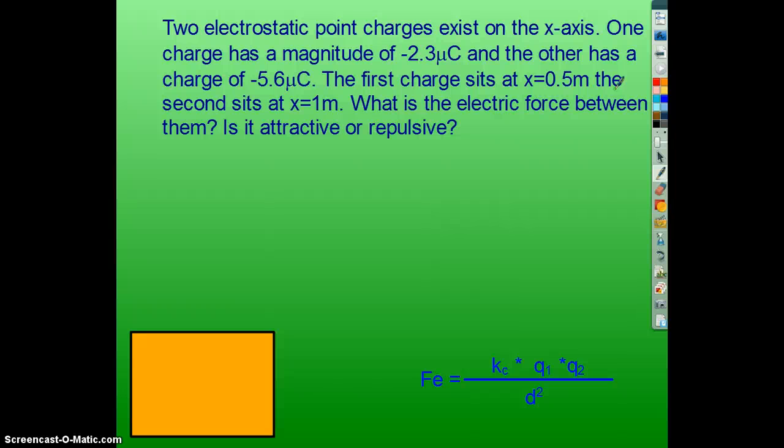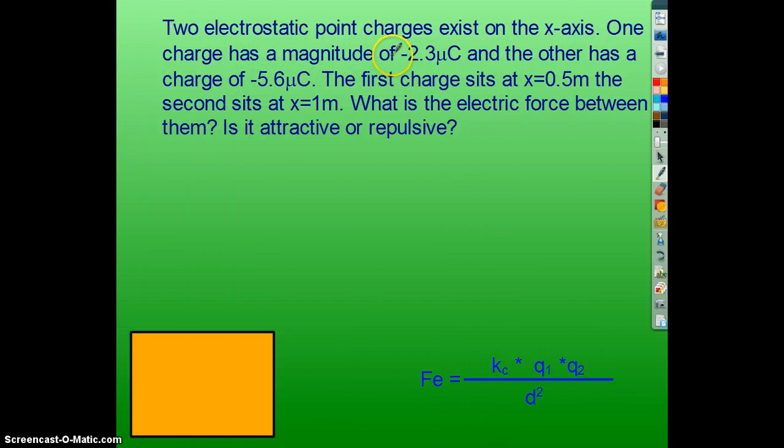One charge has a magnitude of negative 2.3 microcoulombs, and the other has a charge of negative 5.6 microcoulombs. The first charge sits at the 0.5 meter mark on the x-axis, and the second one sits at the 1 meter mark. What is the electric force between them? Is it attractive or repulsive? Let's answer the last question first.